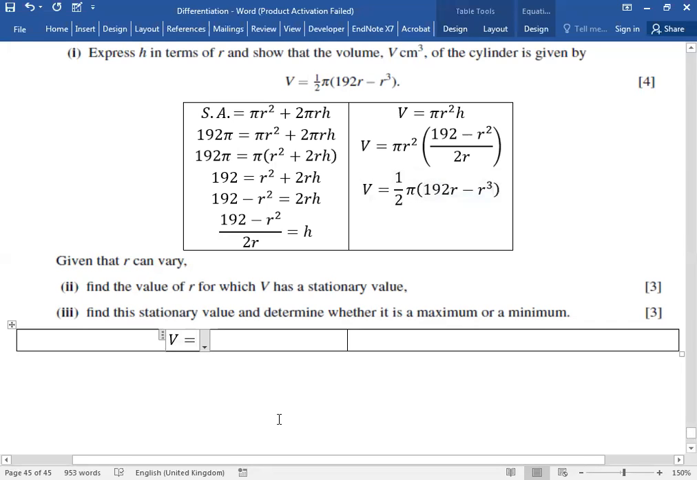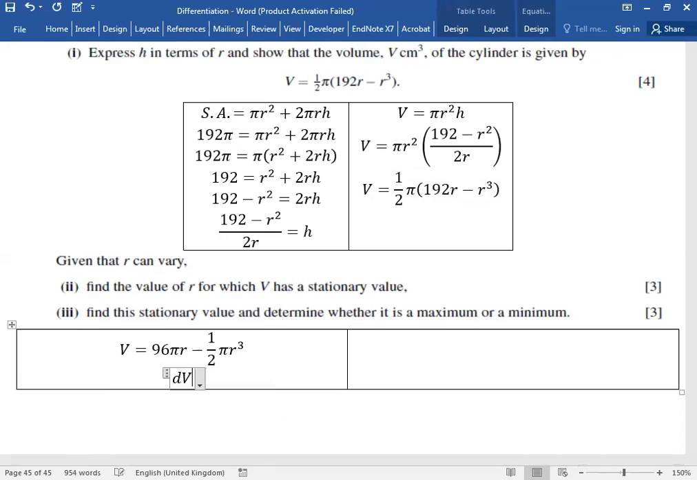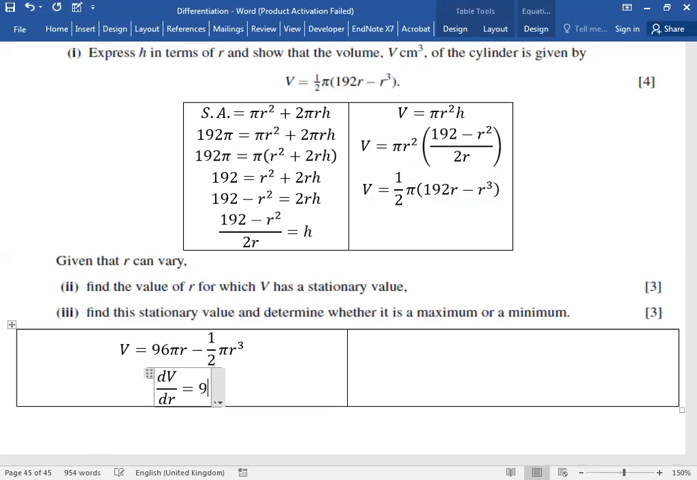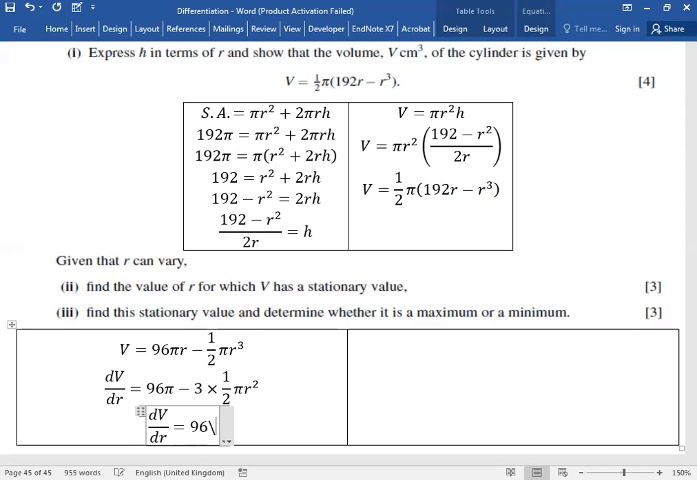पहले इसको करो, everyone will not be able to do this. 96 pi r minus half pi r cube. Now dv upon dr is 96 pi minus 3 into half pi r square. So the derivative dv upon dr is 96 pi minus 3 upon 2 pi r square.